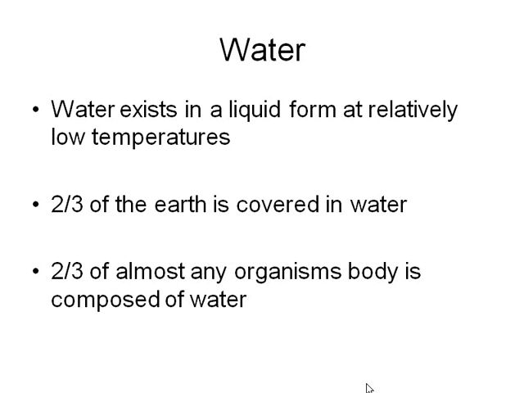What temperature will water turn into a solid? 32 degrees Fahrenheit or 0 degrees Celsius. 32 degrees Fahrenheit or 0 degrees Celsius is the temperature at which water will go from a liquid to a solid. Most other compounds in liquid form will turn into a solid well before 0 degrees.